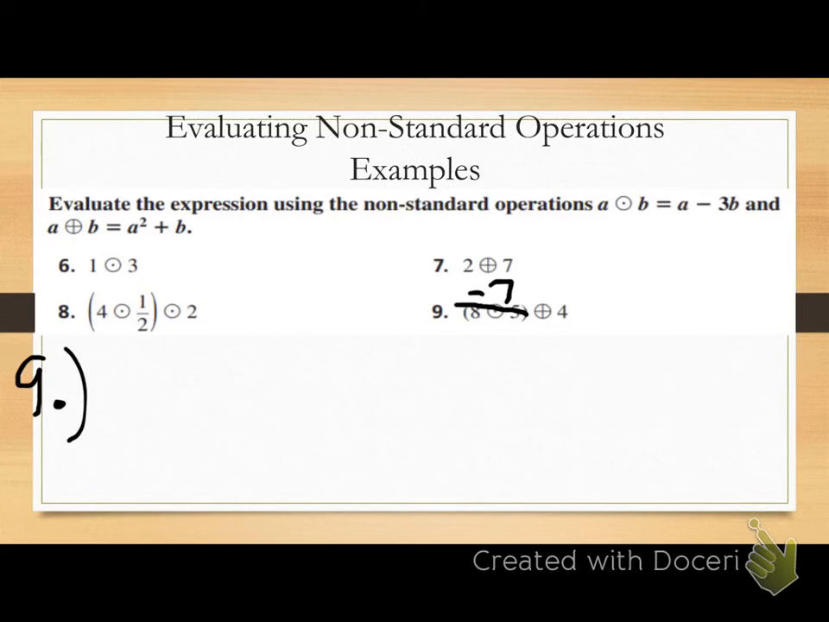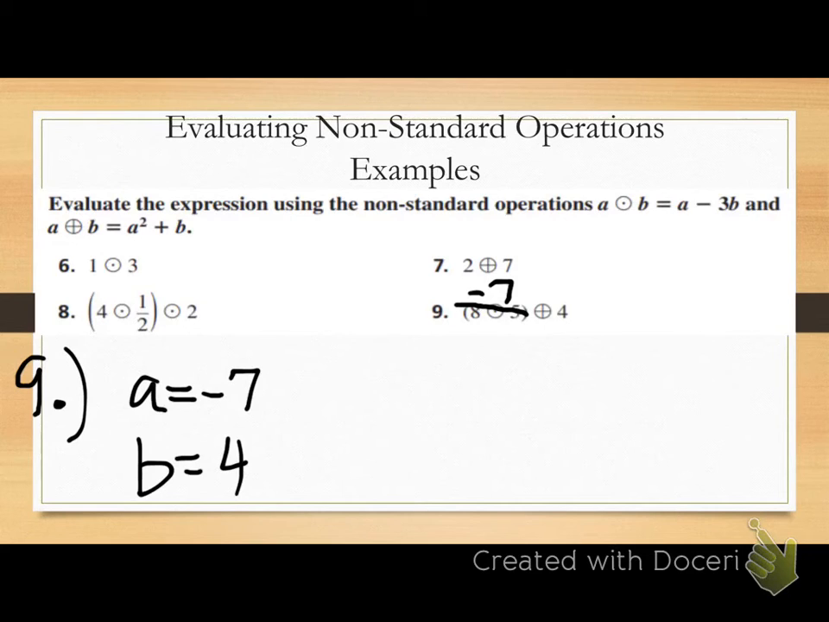Identify A and B. What's my A value? Negative 7. What's my B value? 4. Any confusion there? I know this is very repetitive, but that's how you're going to get it down. Second step, identify which operation you're using. What operation am I using for negative 7 circle plus 4? First or second? Second, the circle plus. So A squared plus B.